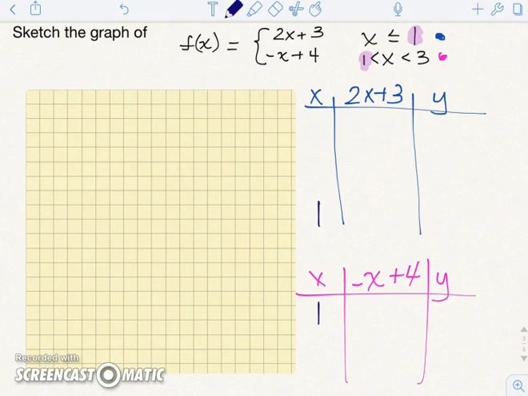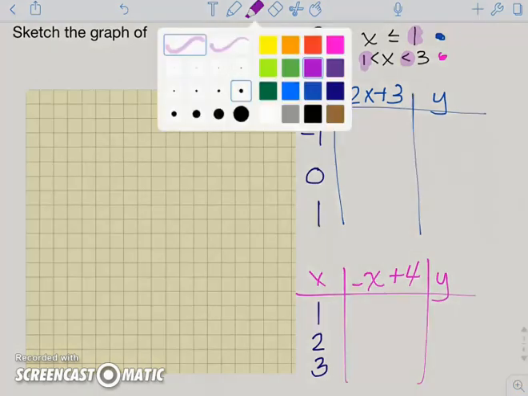Okay, I'm going to look at X values that are less than or equal to 1. So I put 1, 0, -1. I can put an arrow on the end and continue. And then the other part of the graph only goes up to 3. So I'm going to do 1, 2, and 3. Even though it says less than 3, I'm still going to do 3. And then I'm going to use my open and closed circle knowledge to come up with how I'm going to sketch this graph.